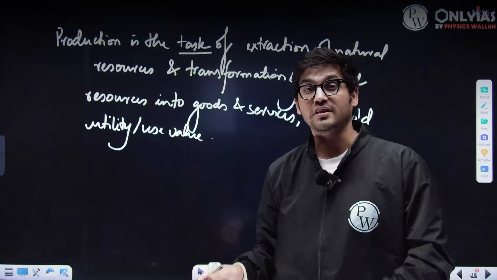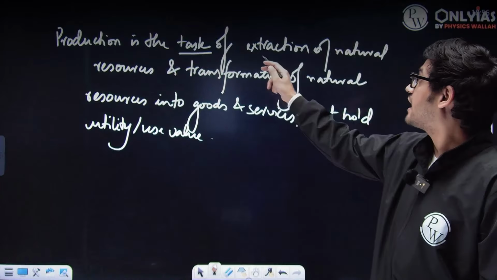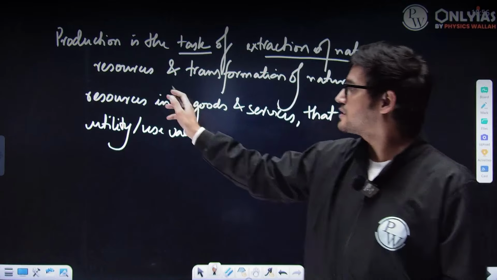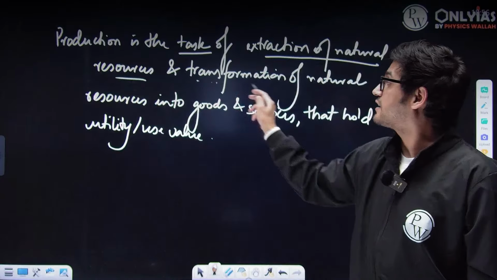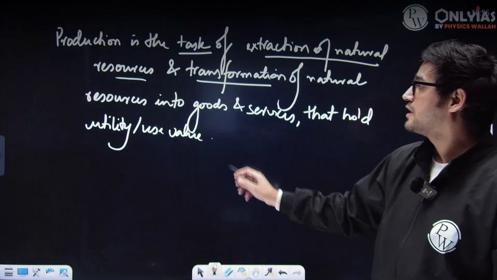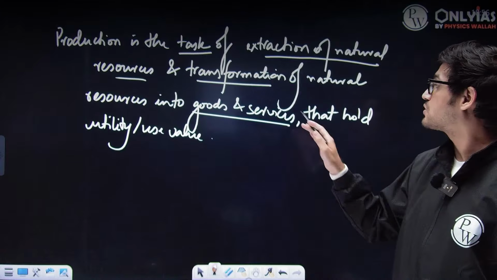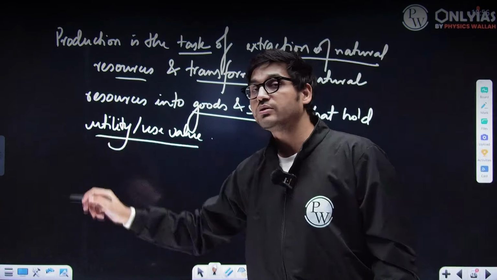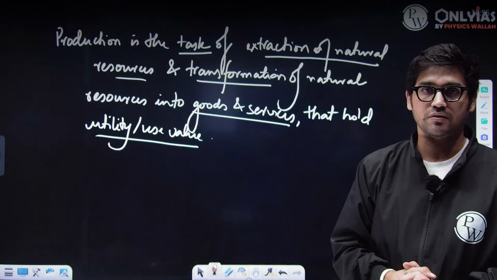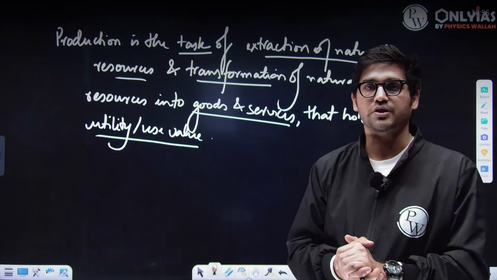Production is a process, it's a task wherein we are either extracting natural resources or we are converting, transforming these natural resources into items, into goods, into services that hold a utility or use value for others. This is how you define production.